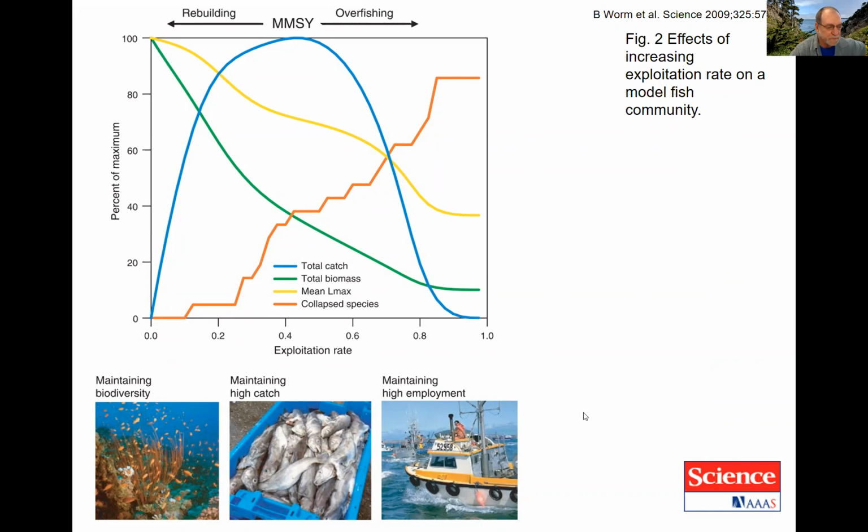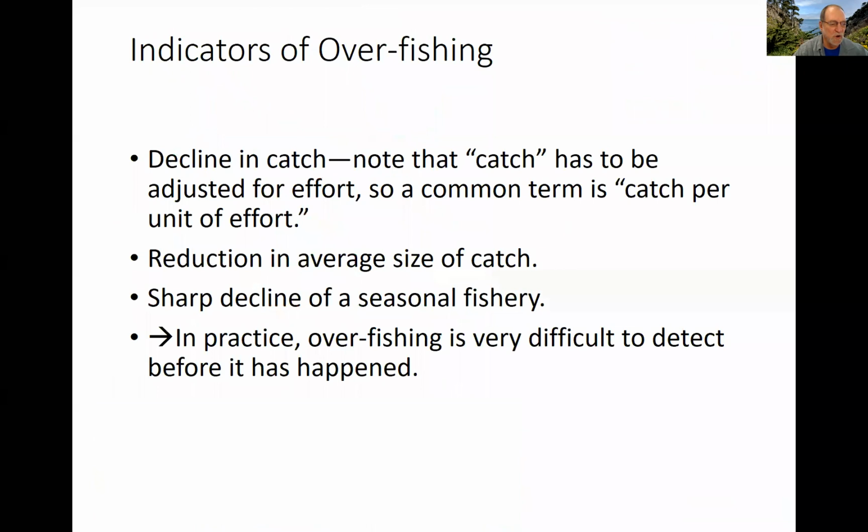So the situation is general: when you get these collapsed species and declines in catches, et cetera, that condition is described as overfishing. Overfishing means extracting too many fish from the population to have a sustainable harvest over time. So how can we understand if a population is overfished? Typically, there's a decline in catch, okay?